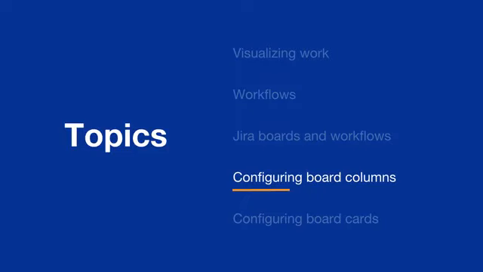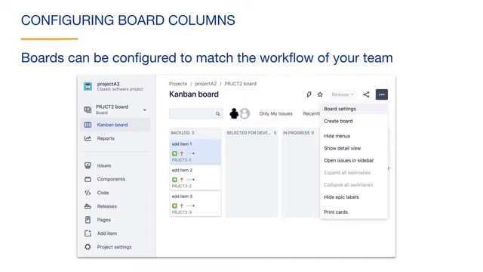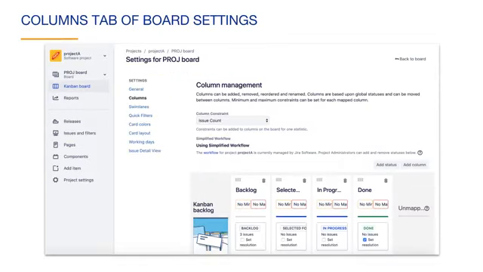Next, we will discuss configuring board columns. Boards can be configured to match the workflow of your team. This is important because Agile teams are always improving the process, which means that the workflow may change over time. To configure a board, navigate to the board, select the More icon, then select Board Settings. The Board Settings screen contains 7 tabs. Each of these tabs allow you to configure the board in different ways. For now, we will just focus on the Columns tab. From this screen, columns of the board can be added, removed, reordered, renamed, and modified.